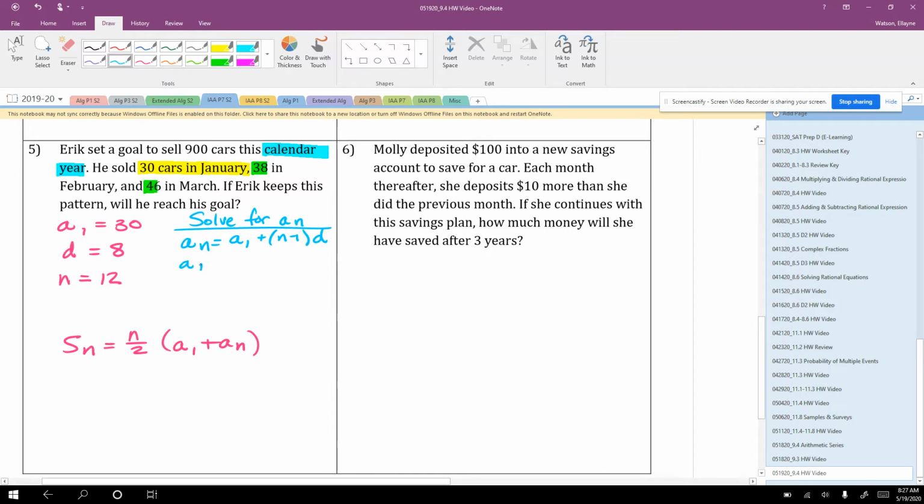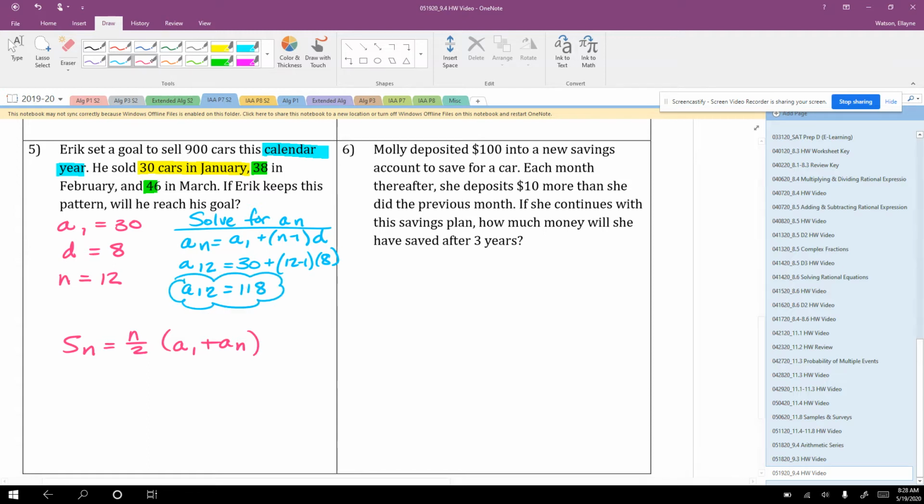So a sub 12, which is how many cars he sells at the end of the year, or in December, is equal to whatever he sold in January, which is 30, plus n minus 1, so 12 minus 1, times d, which is 8. Now we can figure out a sub 12. We put that into our calculator, so it's 11 times 8 plus 30, and you should get 118.